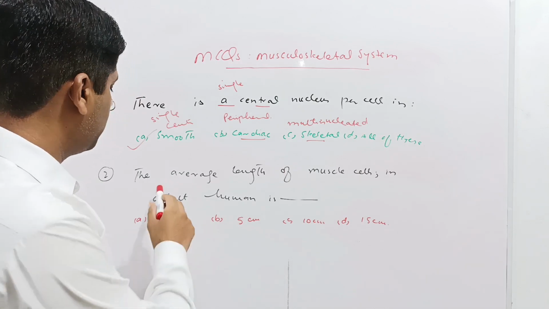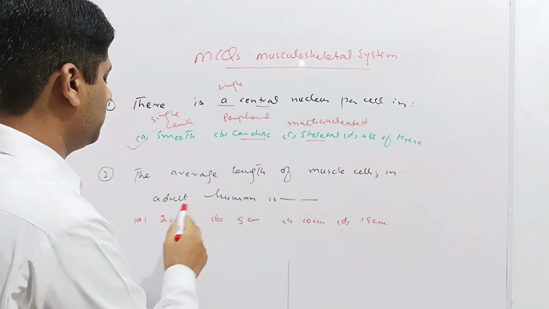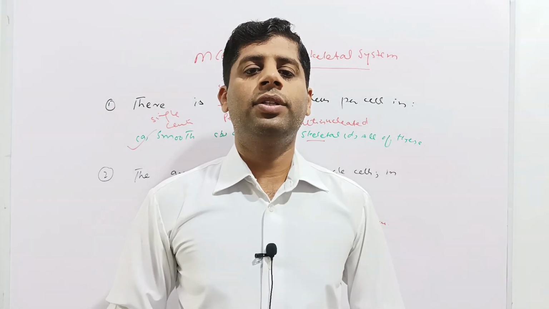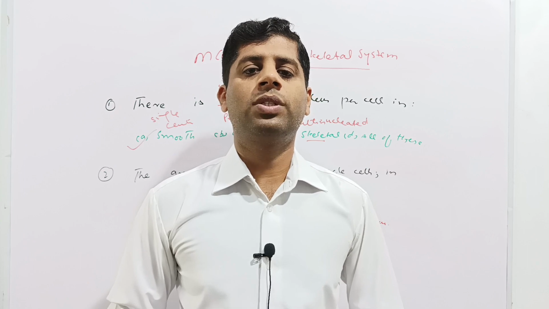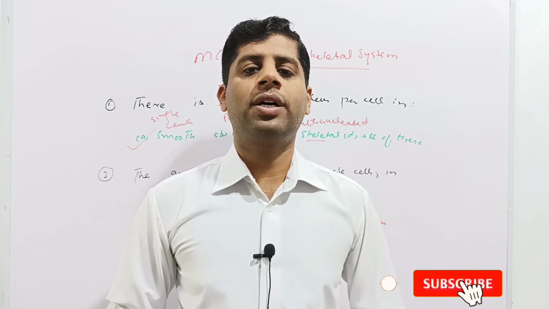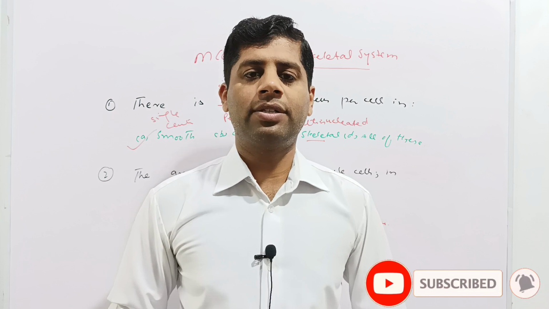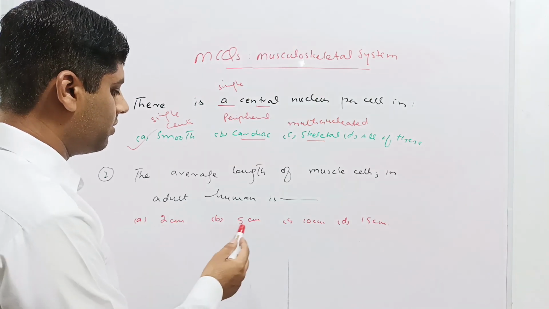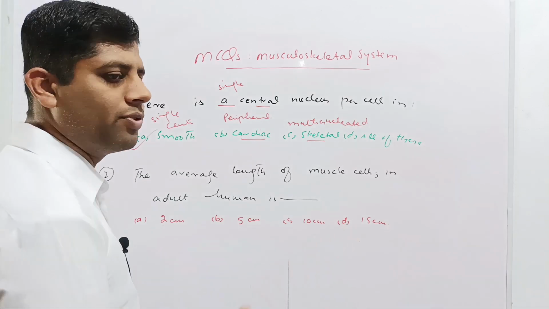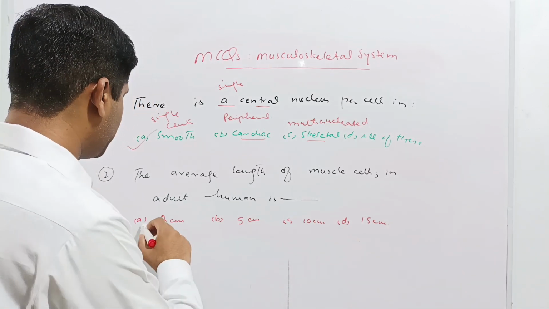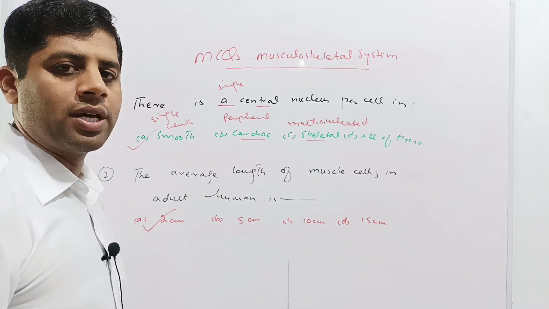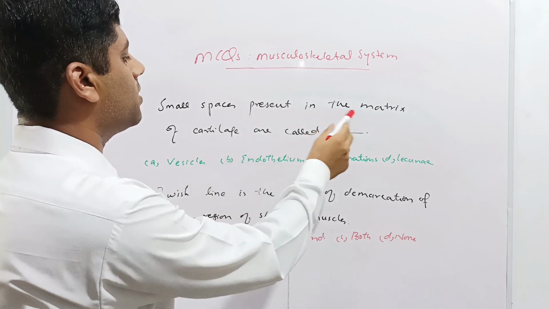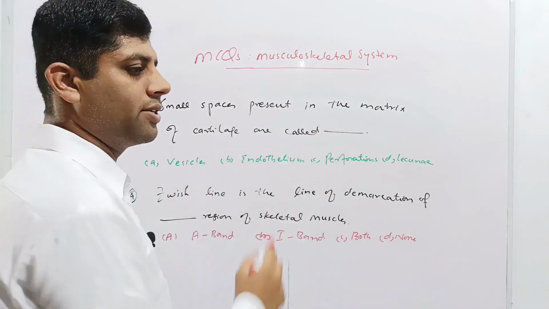Next question is, the average length of muscle cells in adult human is. So you know that the muscle cells are the longest cells in the body, and among these three kinds of muscle, the skeletal muscle, smooth muscle and cardiac muscle, the skeletal muscles are the longest and are elongated fiber cells. So here the skeletal muscle length is asked in particular. Given options are 2 cm, 5 cm, 10 cm or 15 cm. So the average length of the muscle cells in adult human being is 2 cm. Option A is correct.